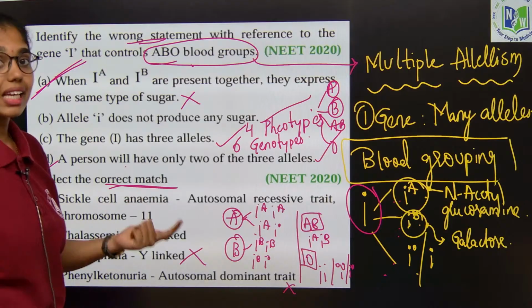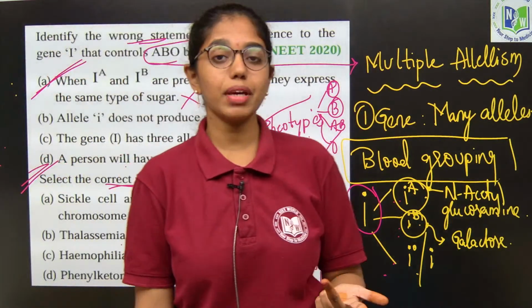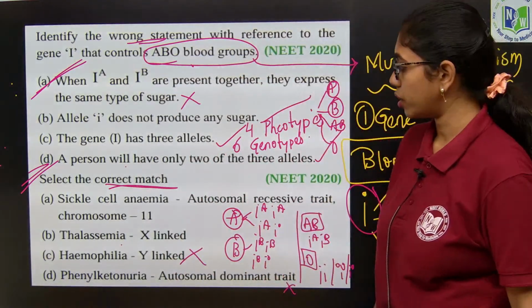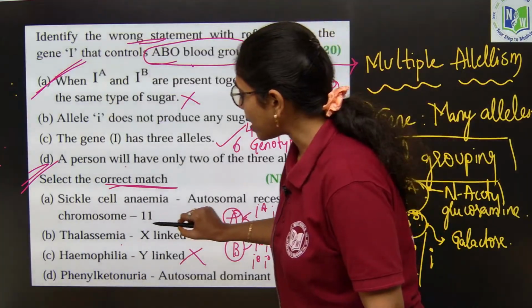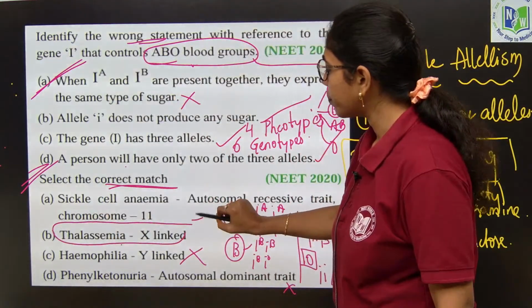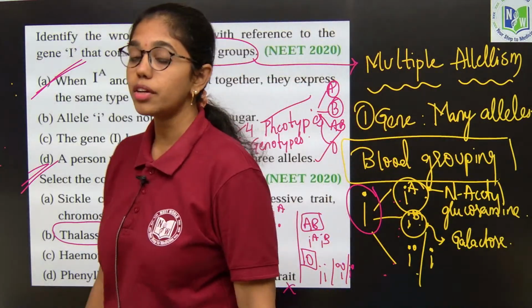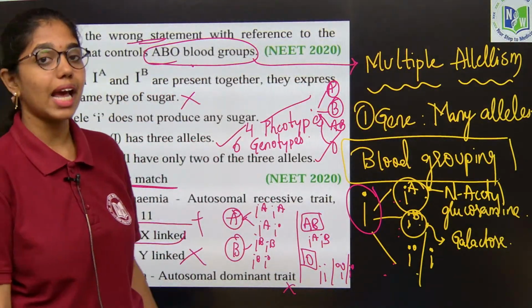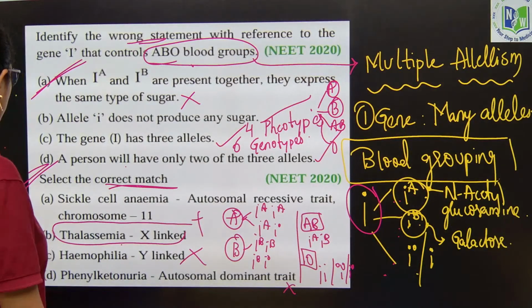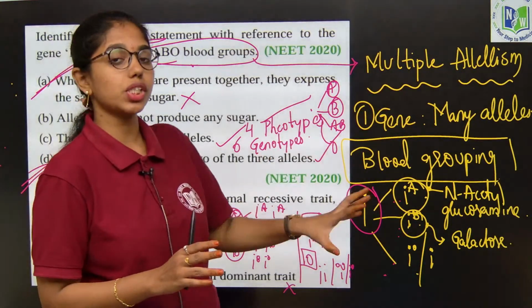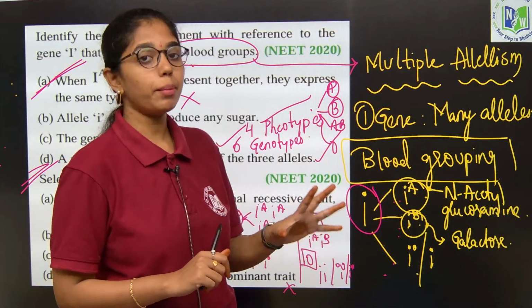Phenylketonuria, sickle cell anemia, thalassemia, all these are autosomal recessive disorders. So, in that case, thalassemia being X-linked will be wrong. What are the X-linked recessive disorders? X-linked recessive disorders include color blindness and hemophilia. Okay. So, examples are most important, beta. What type of diseases come under which category, following the Mendelian laws of inheritance.